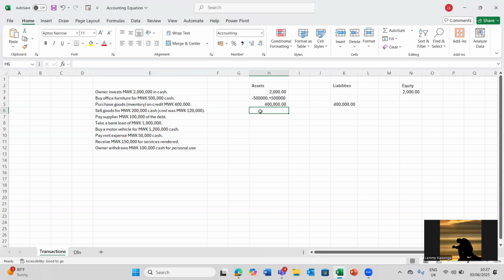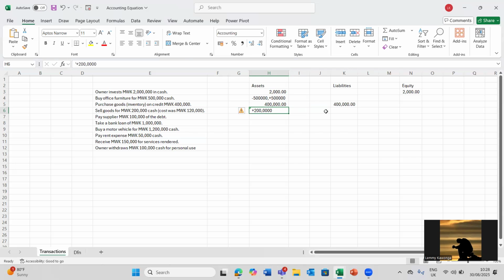So it means the asset will increase by 200,000. The asset will increase by 200,000 because we have sold by cash. Okay, we have sold by cash, so by cash for 200,000.